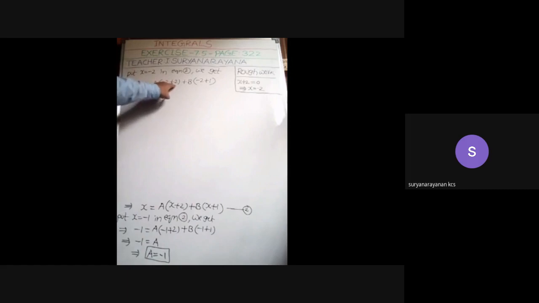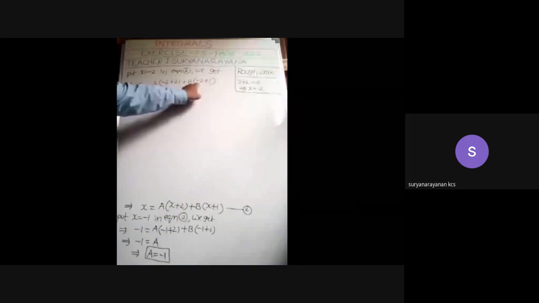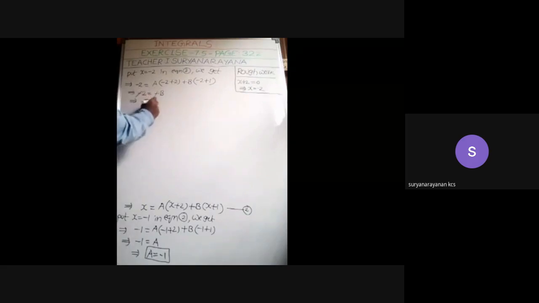What we get here? 0. A into 0. 0. So I am not writing that term. I am not writing first term 0. Now come to the second term. B into minus 2 plus 1. What will we get here? Minus 1. So finally, after simplification, what will we get? Minus 1 into B. Minus B. Understood this step, my children? Right. This implies minus minus gets cancelled. B is equal to 2.